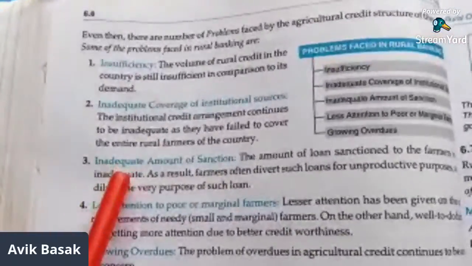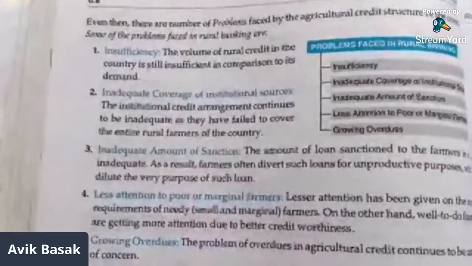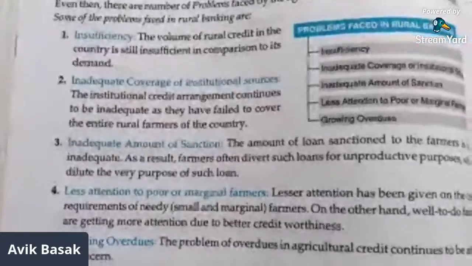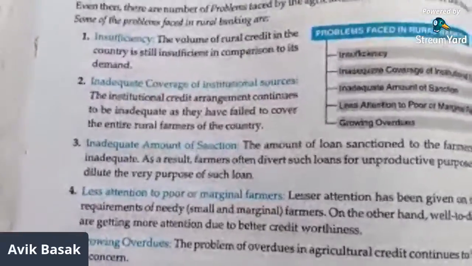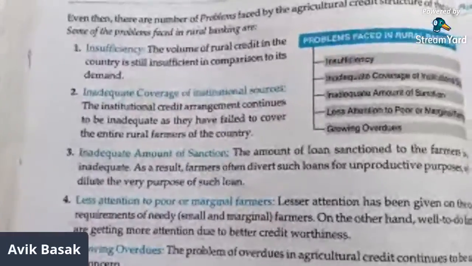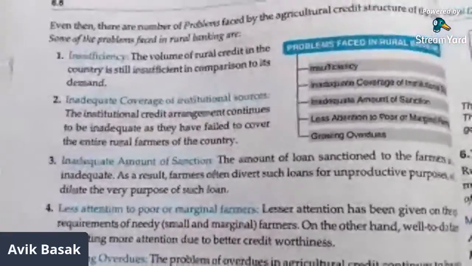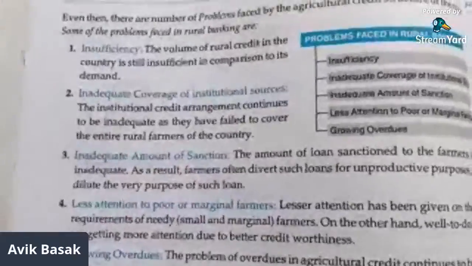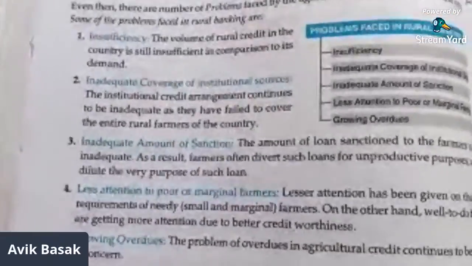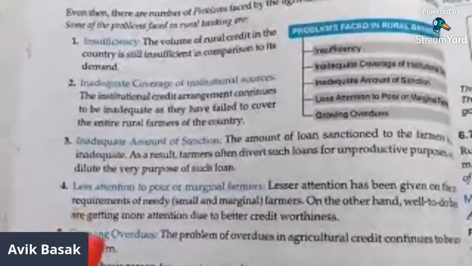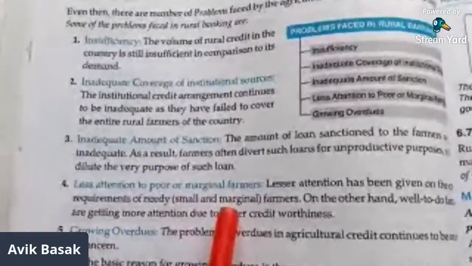Then comes inadequate and delayed sanction of the loan, passing the loan. First of all, it takes time. If a farmer wants money tomorrow, the money will not be provided tomorrow. It will be provided some days later, when there is no need of that money. Second, for sanctioning that money, there are lots and lots of rules and regulations. Next, less attention to the poor or marginal farmers.